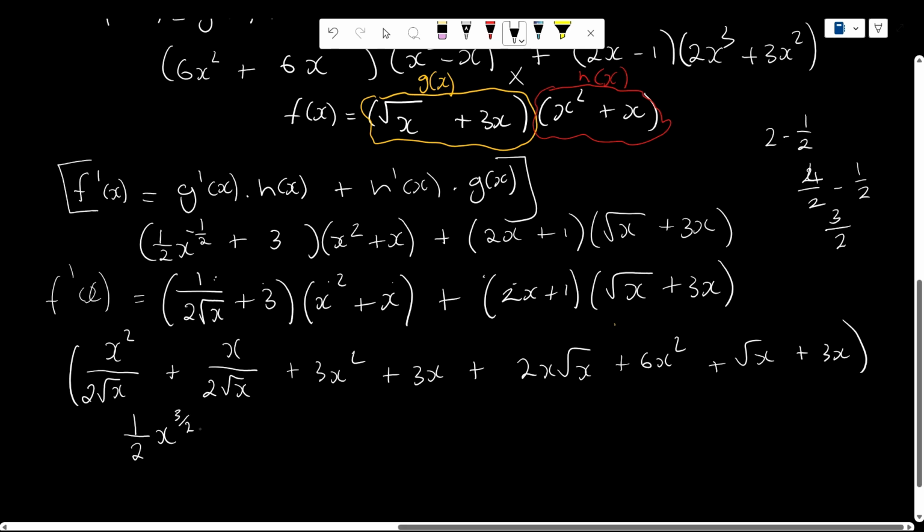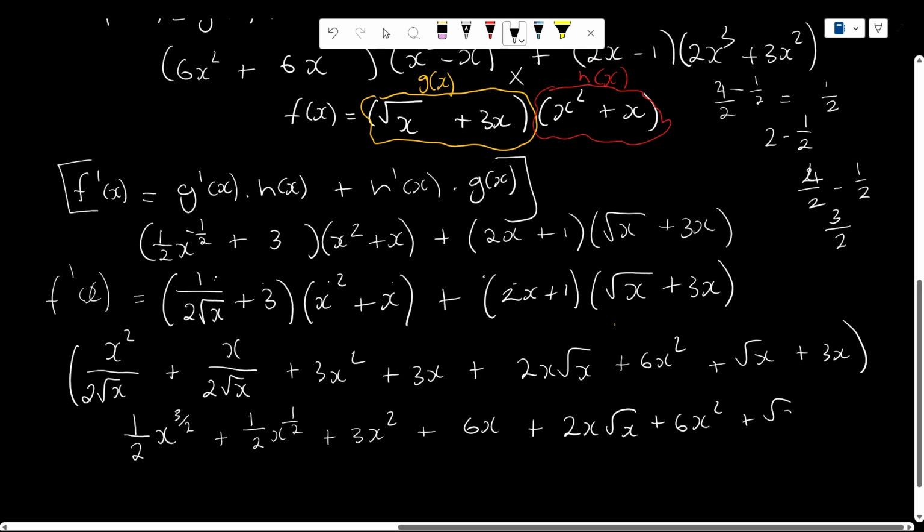So here I could have 3 over 2 plus, here similarly will be 1 minus a half, which is 2 over 2, which is the same as a half. In that case I can have 2x times a half, and then plus 3x squared plus 3x. So here I can see that I have 3x and 3x, therefore that will give me 6x plus 2x square root of x plus 6x squared plus square root of x, right?